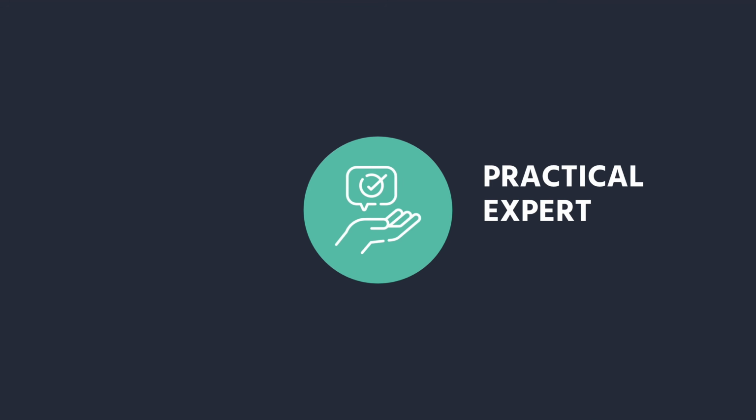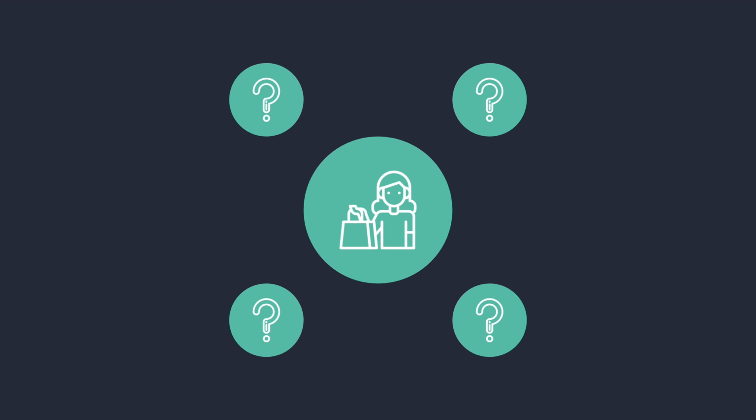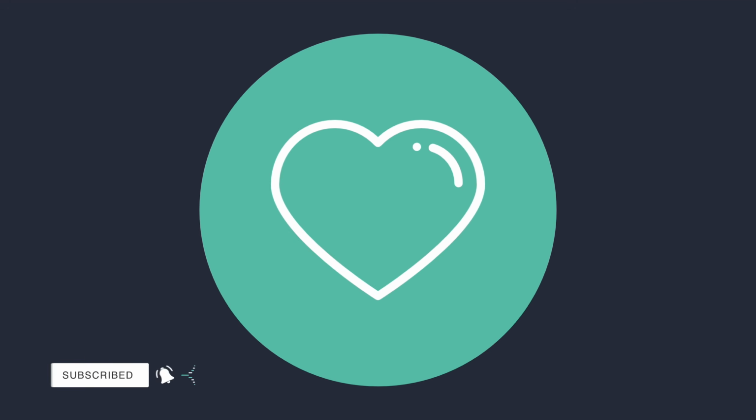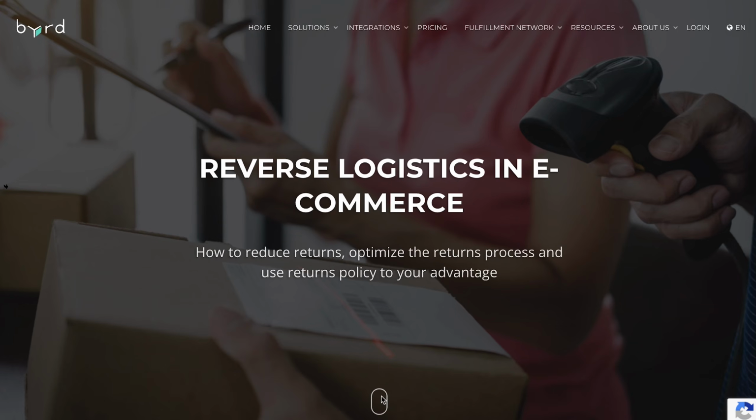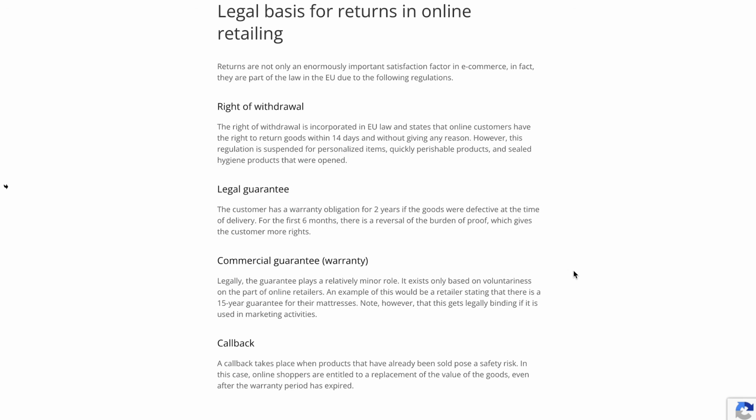For example, we included several practical expert tips, like making use of the so-called endowment effect by extending the return period. This will reduce the customer's perceived urgency to make a decision. The longer the customers wait and keep the product, the more likely they are to learn to love and keep it. The blog also includes an easy-to-grasp overview of the legal basis for returns, as well as tips on how to optimize your return policy.